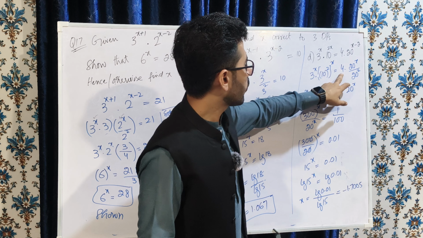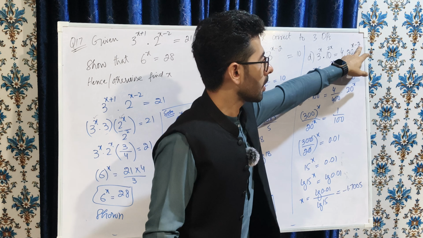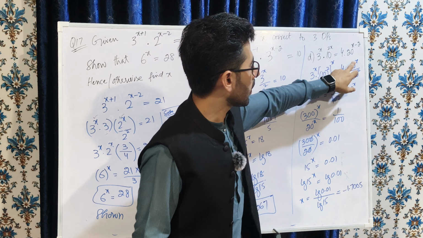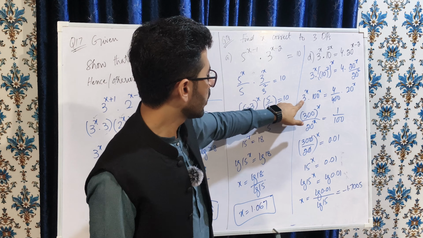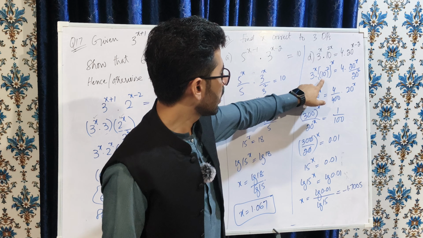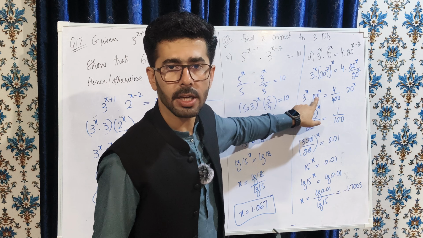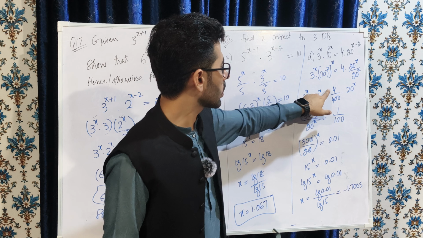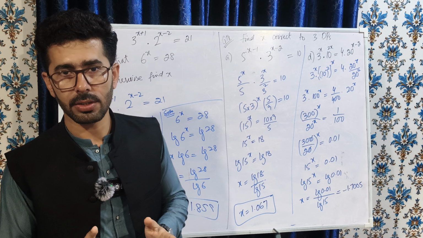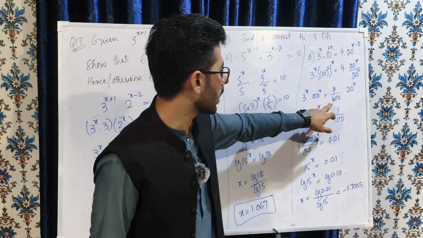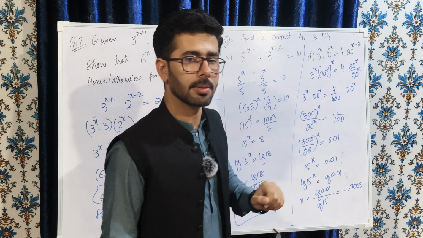On the right hand side I have 4 multiplied with 20 power x minus 2, so it can be written as 20 power x divided by 20 power 2. If I simplify, we get 3 power x times 10 power 2 is 100, so that becomes 100 power x equals to 4 divided by 20 power 2, which is 400. So if you square 20, you get 400 times 20 power x.